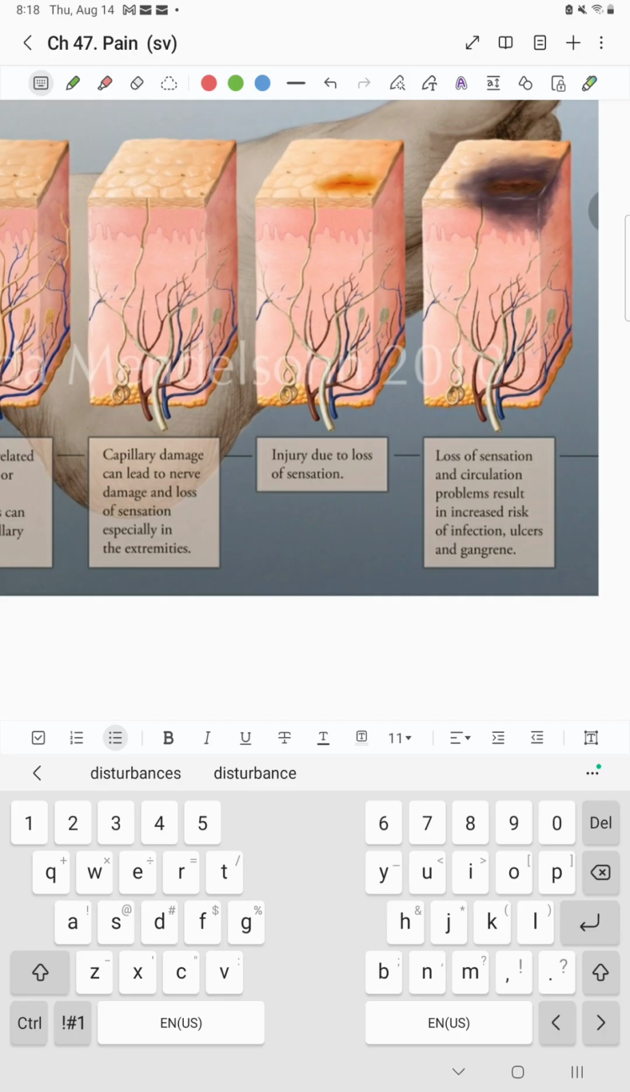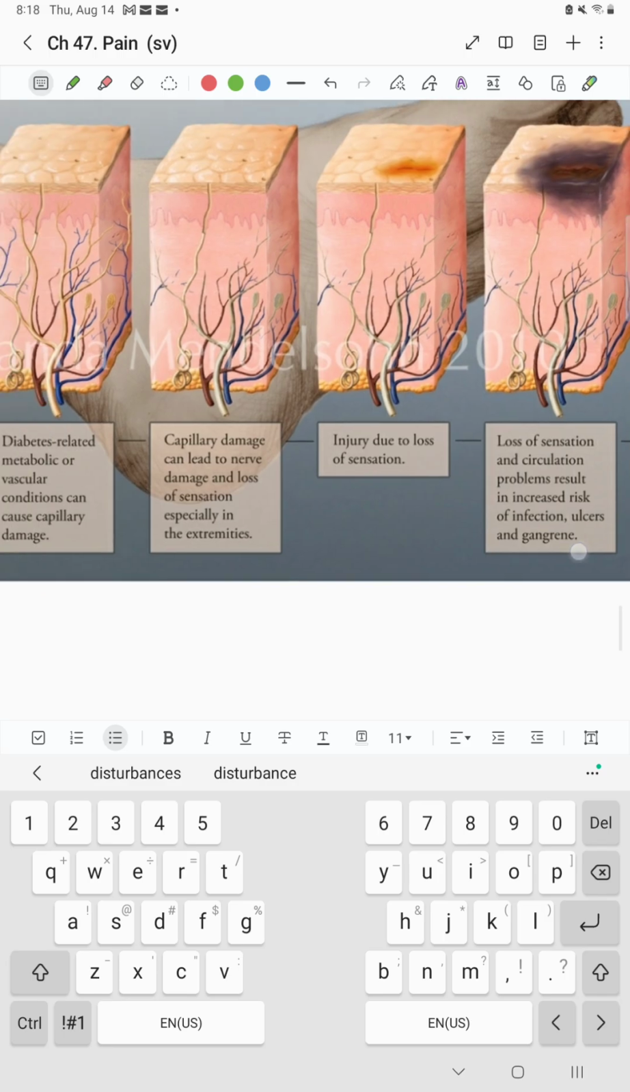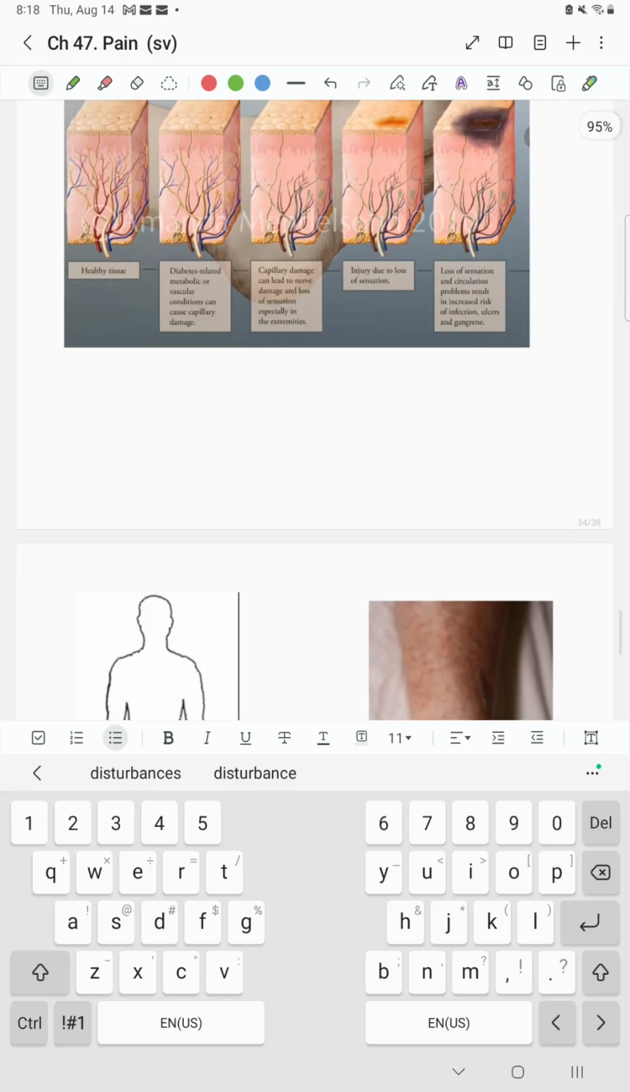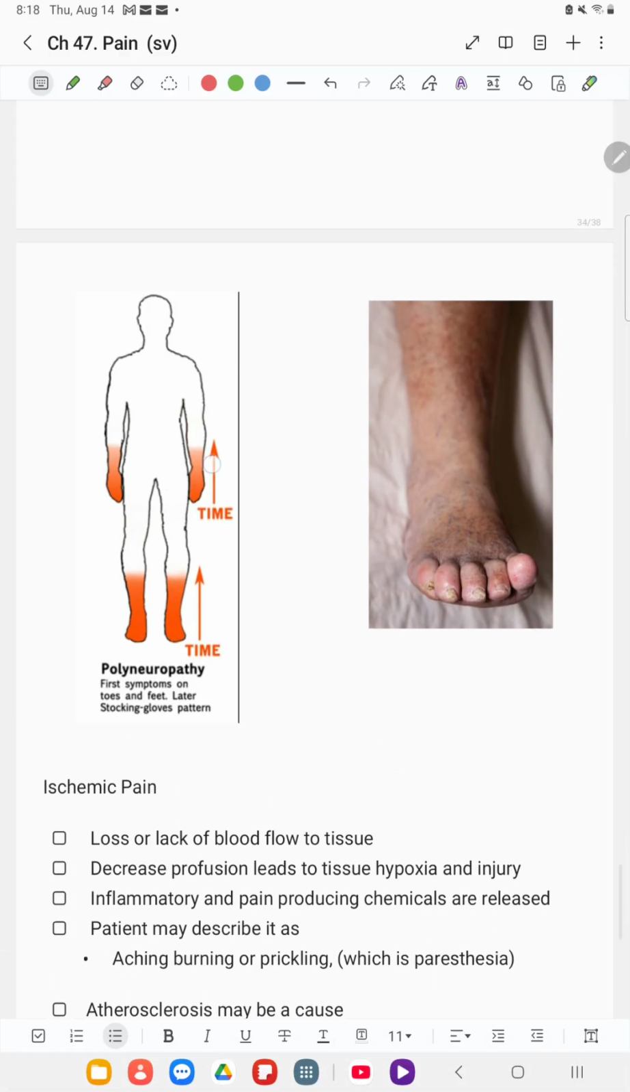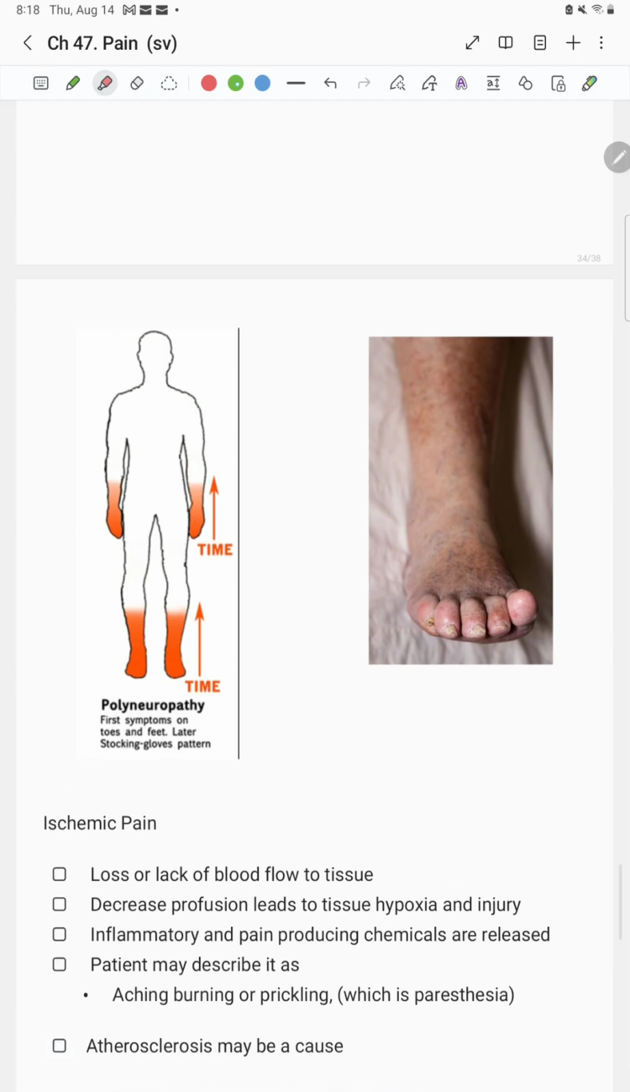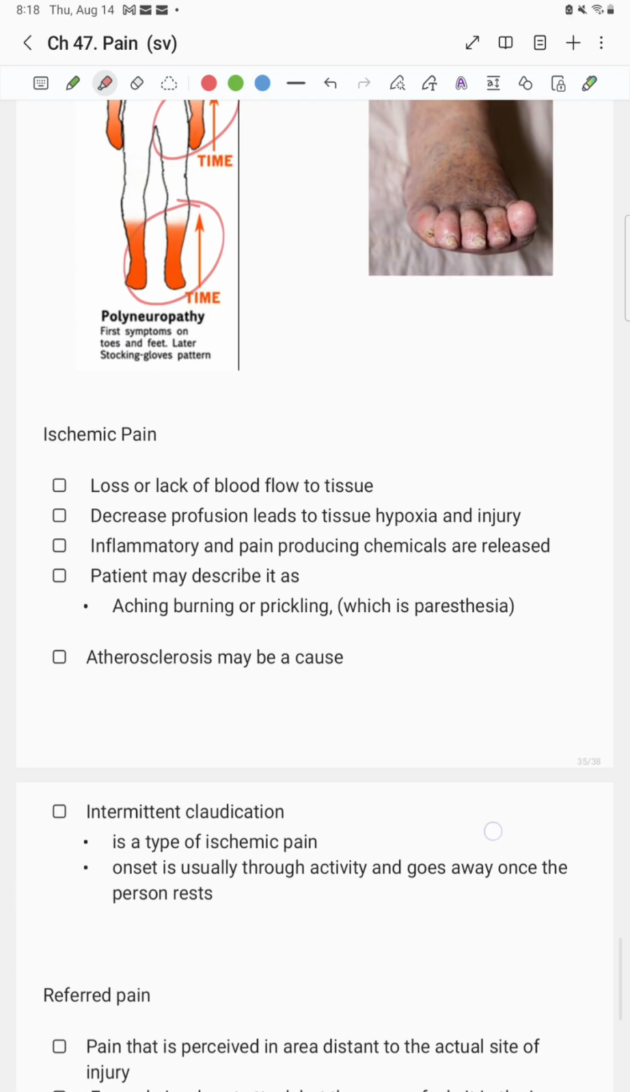So there's loss of sensation, loss of circulation, and it can be as bad as getting ulcers, infections, and gangrene, which would inevitably end in an amputation. The presentation is called stocking and glove. So socks and gloves would be another way of saying that, where there's this discoloration in that particular area of the body, the so-called stocking and glove pattern.